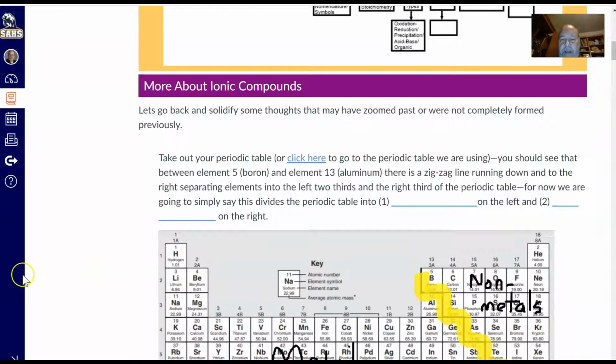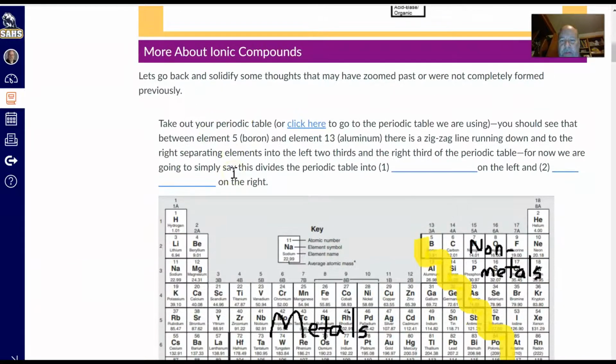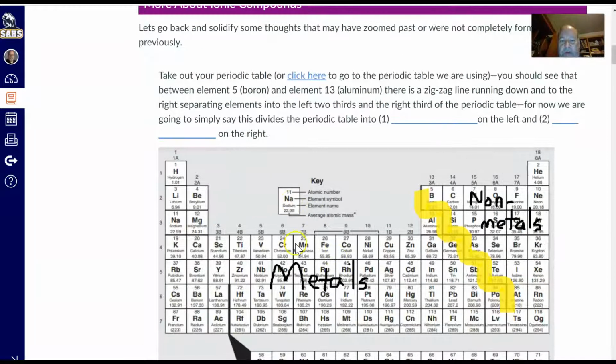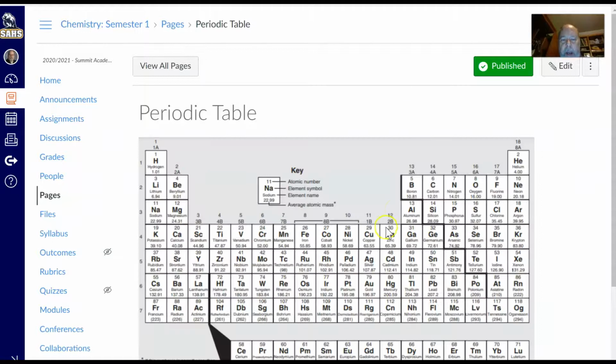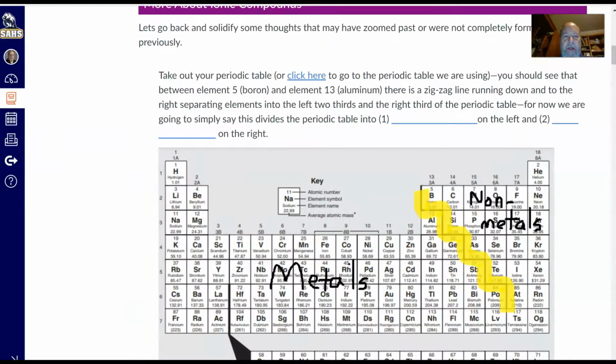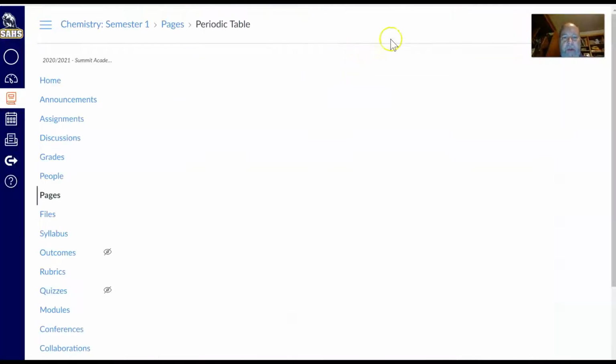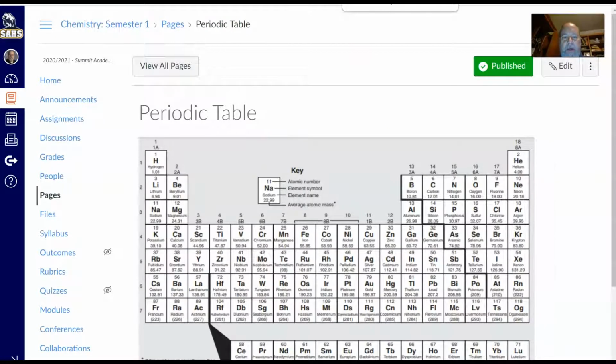So if we go back and solidify some thoughts here, if we take out a periodic table, and I've shown images of them, what I want you to see in the lesson below as well, but you could also click here, and that'll take you to a separate image of a periodic table. And you can click back and forth between that and the lesson here. So I'm going to open that up again and then jump back to the lesson here.